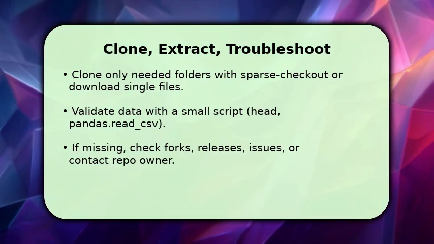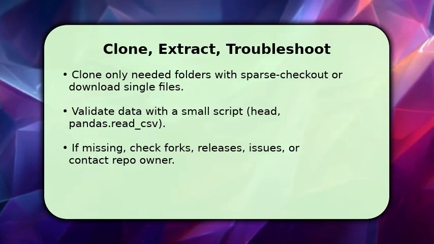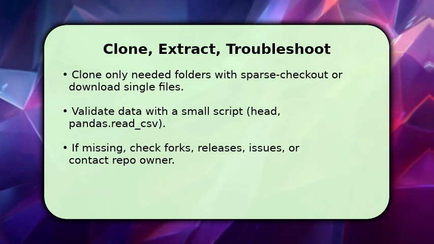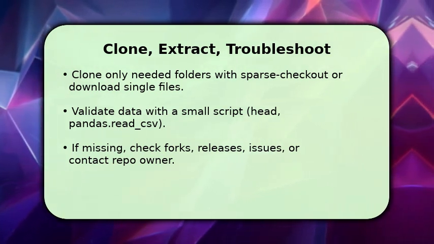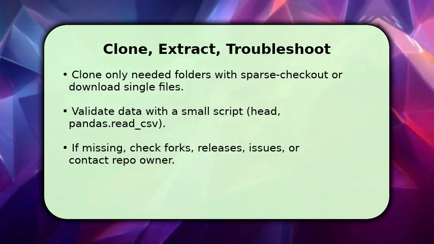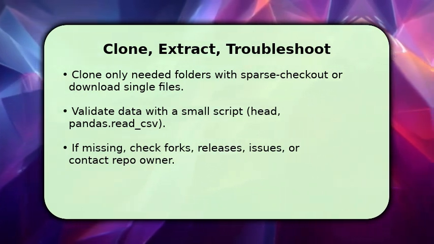You finish by cloning only what you need. Use sparse checkout or download files directly to avoid big transfers. Then validate the dataset with a quick script. Preview headers, sample rows, and run basic parsing with pandas or head and wc. This confirms encoding and delimiters.